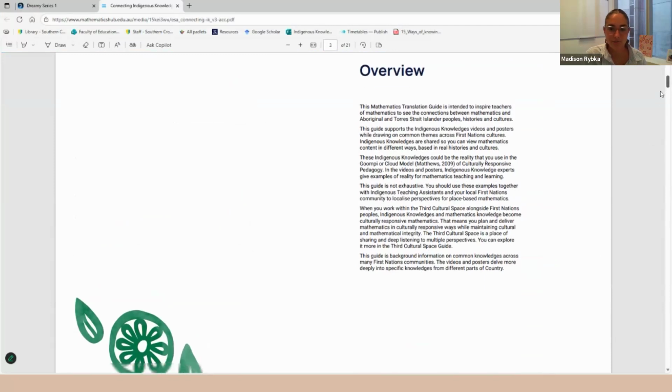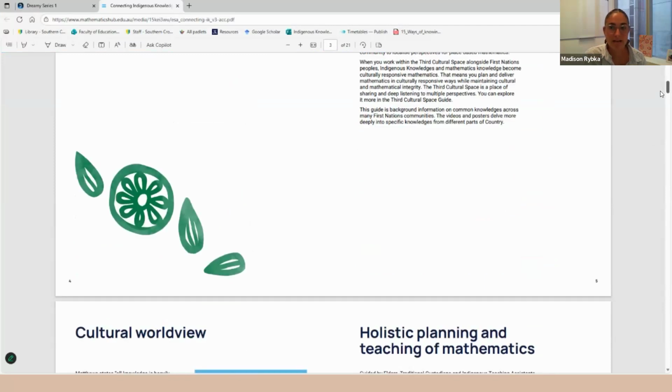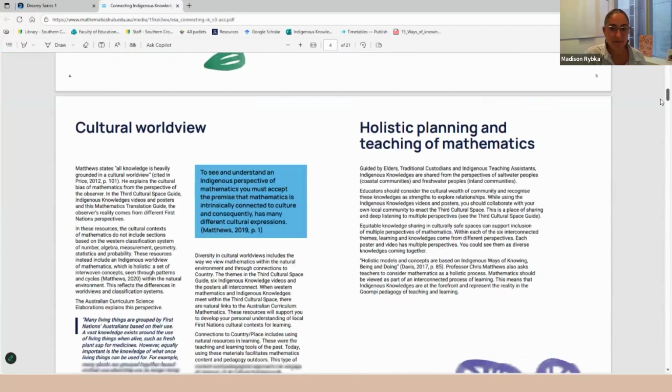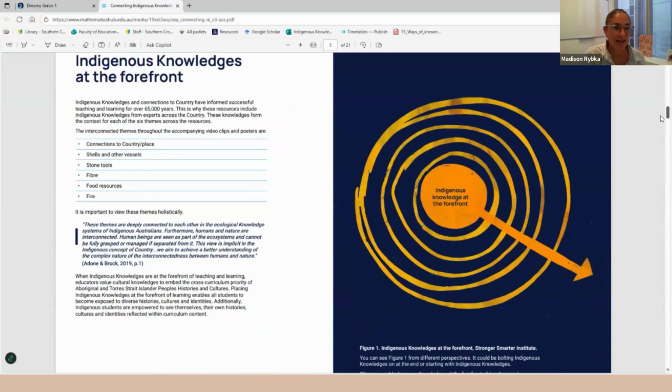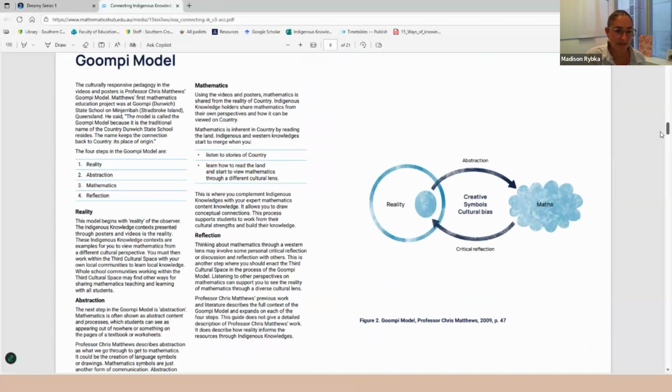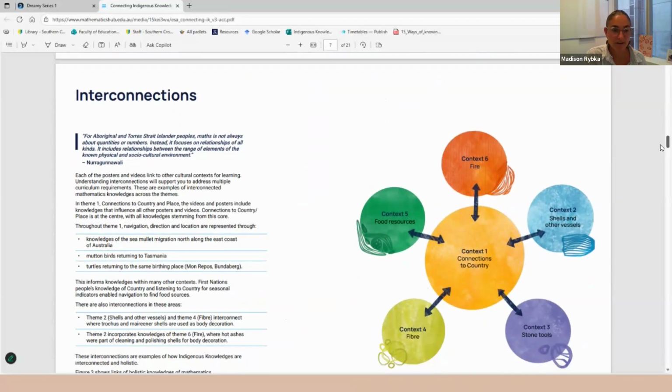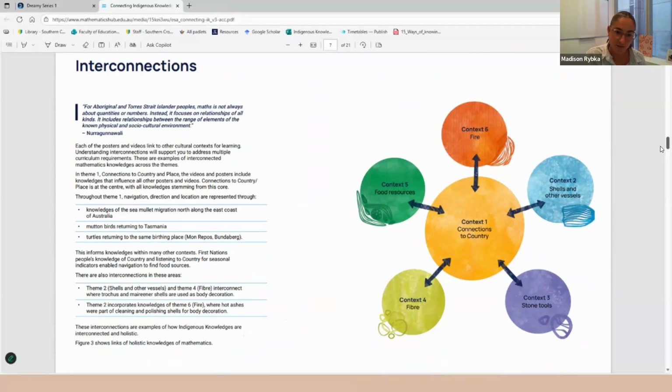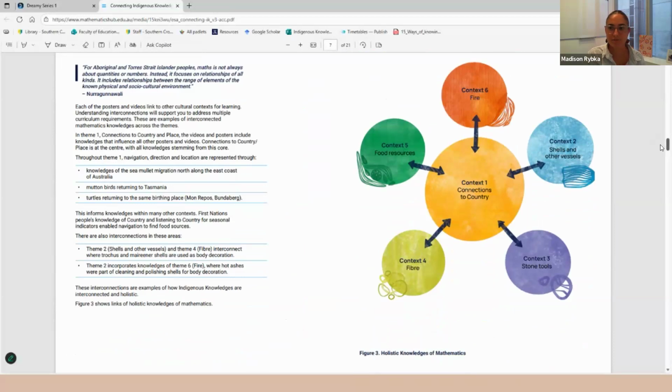So in the overview, it speaks about why it's so important, having that cultural space, but then it gives you suggestions about how you can interconnect certain things like connection to country, shells, fiber, food, then how that can be embedded within mathematics, and they speak about it. So another great little resource to use. Again, it is very authentic, can also inspire you to create your own lesson or inspire you to add on, as we say, resources there to help you explain things.